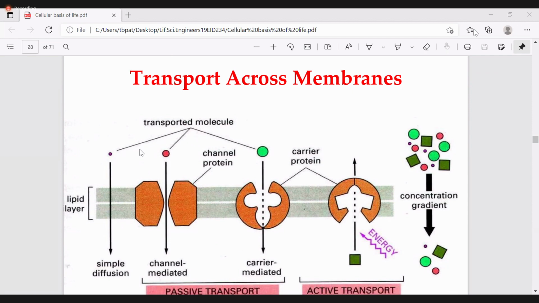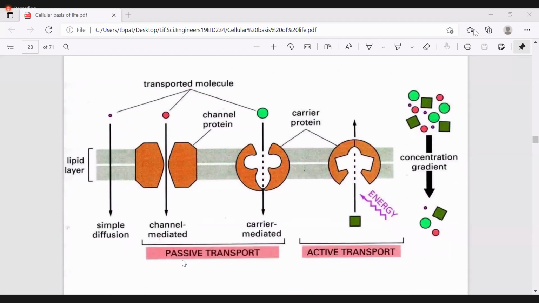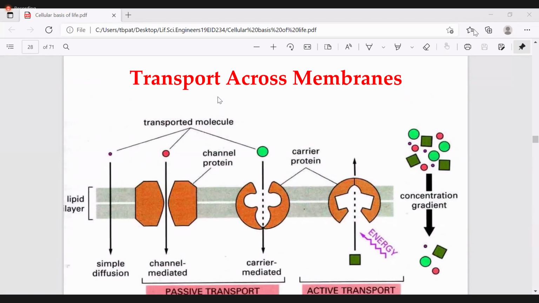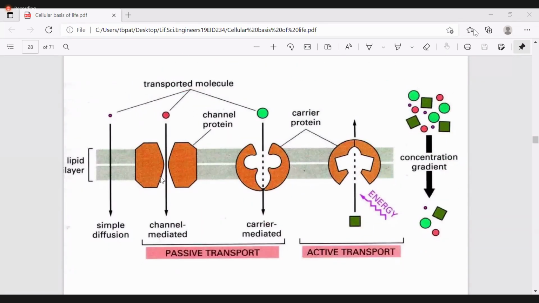These are the transported molecules. The channel creates a passage, and at the same time it is a passive transport. Here it is active transport, which requires some external energy, from inside to outside or outside to inside, against the concentration gradient. The gradient may be from low concentration or high concentration. But anyhow, the transportation across the membrane is either passive transport or active transport.